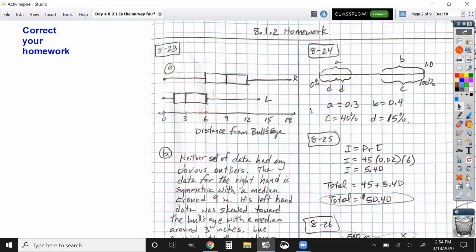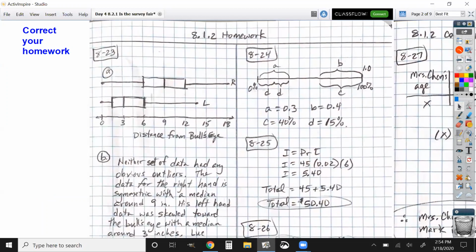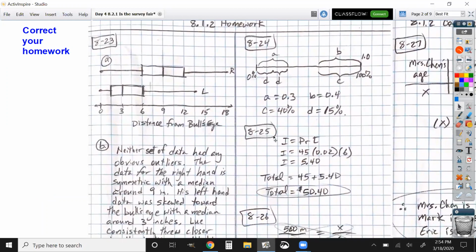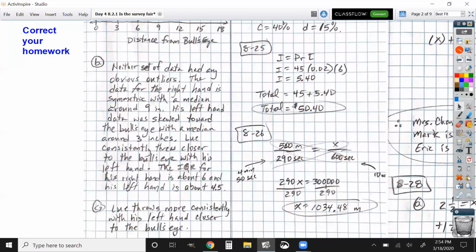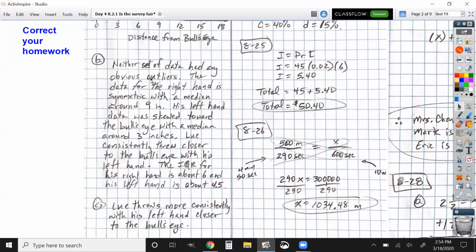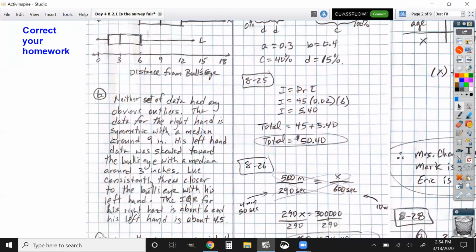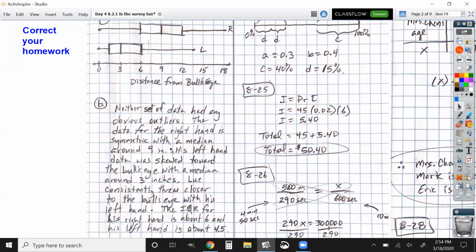All right. So from last night's homework, I want you to pause as I skim through this, and check your answers. 8.23 had a parallel box plot on the same number line, where this is distance from a bullseye. Part B, you should have said something like this: neither set of data had any obvious outliers. The data for the right hand is symmetric with the median around 9. His left hand data was skewed towards the bullseye with a median around 3 inches.